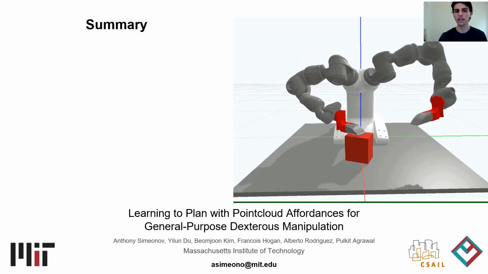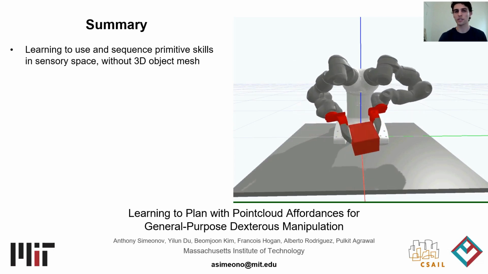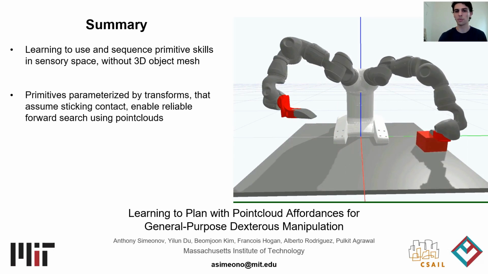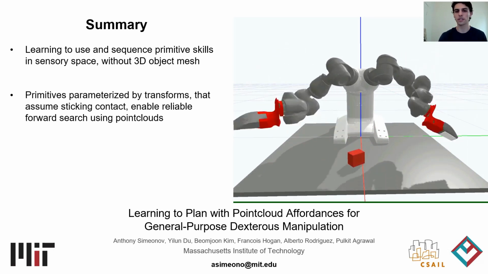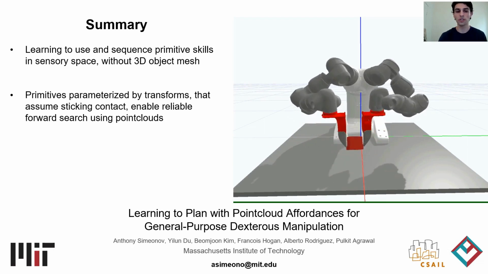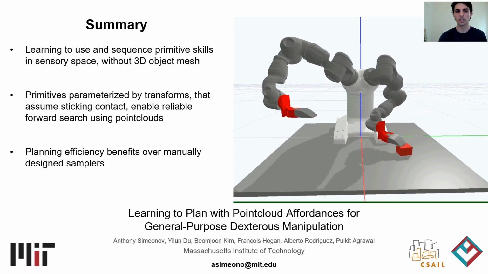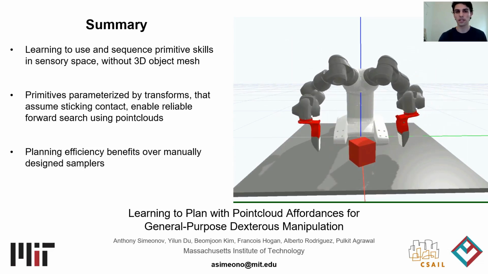So in summary, our method enables sequencing primitive skills without requiring a 3D object mesh. And by using primitives parameterized by relative transformations and which assume sticking contact, we enable reliable forward search directly using point clouds. And our results show that this approach offers planning efficiency benefits and has the potential to enable generalization toward multi-step manipulation with more diverse and complex objects.